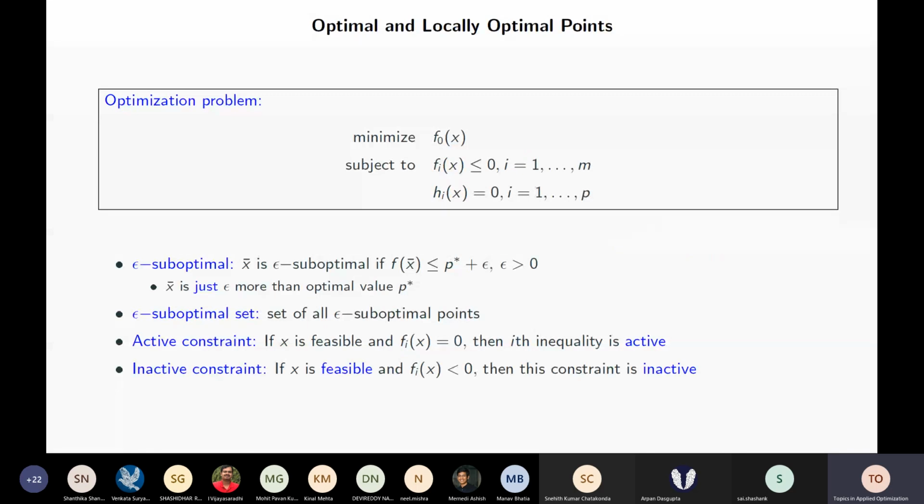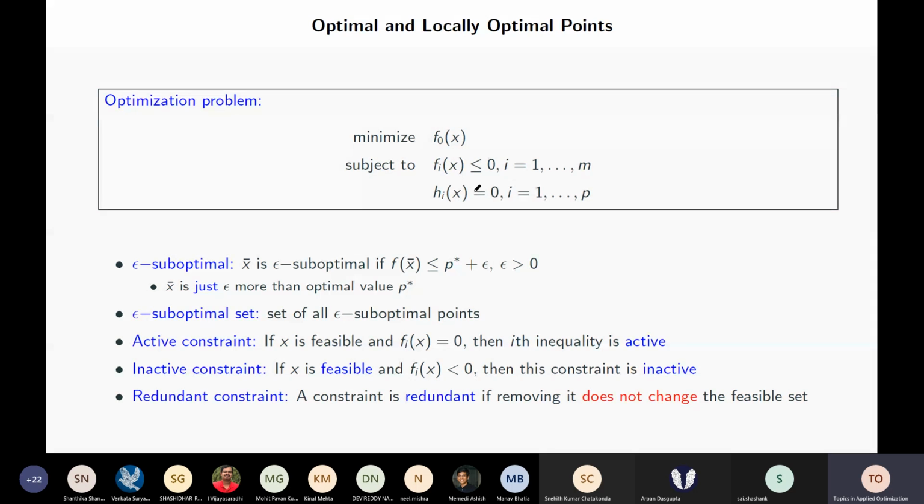Inactive constraints are if x is feasible and fi(x) is strictly less than 0. So this inequality can be either strictly less than 0 or it can be equal. If it satisfies equality, then we say that this constraint is active. And if it satisfies strict inequality, then we say that constraint is inactive. Redundant constraints. A constraint is redundant if removing it doesn't change the feasible set. So there may be some redundant constraint. Removing that will not change the feasible set.